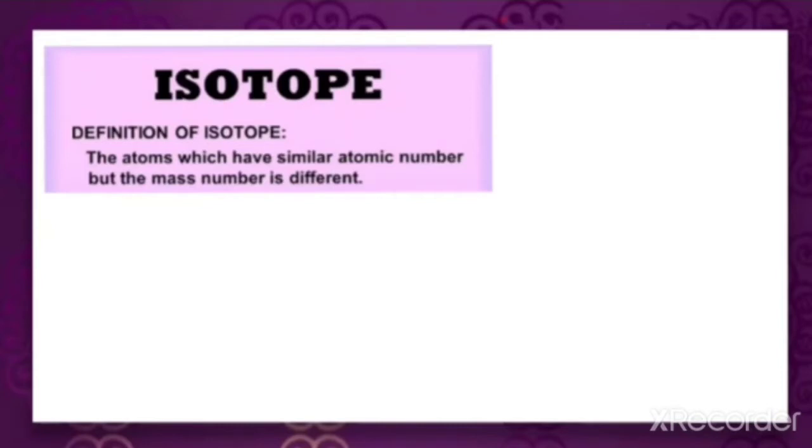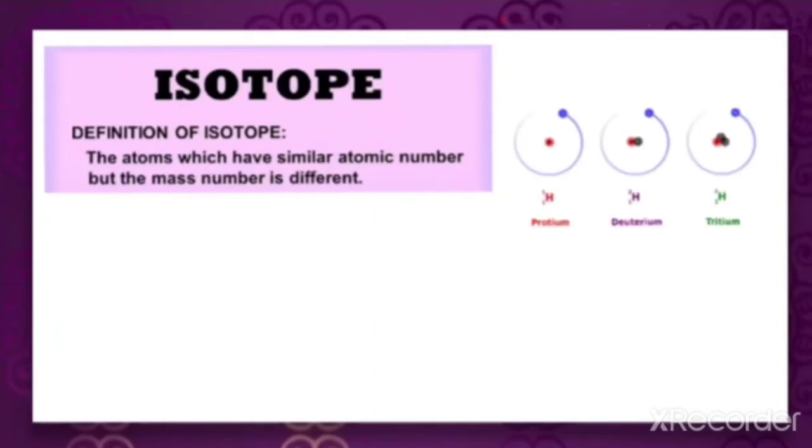That means the atoms of the same element, having the same atomic number, but with a difference in their mass number, are called isotopes. Let us take an example of isotopes of hydrogen, that is protium, deuterium and tritium.